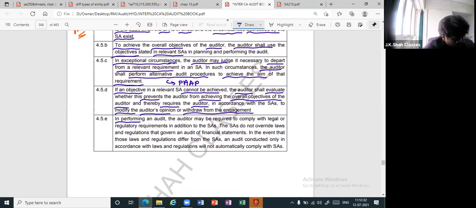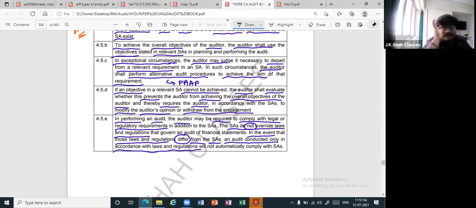And lastly, in performing an audit, the auditor may be required to comply with legal and statutory requirements. The SAs do not override laws and regulations. In the event that laws and regulations differ from the standards, an audit is conducted in accordance with the laws and regulations.